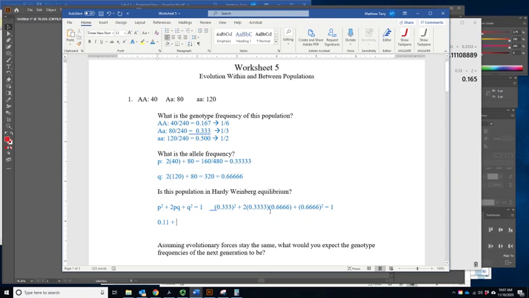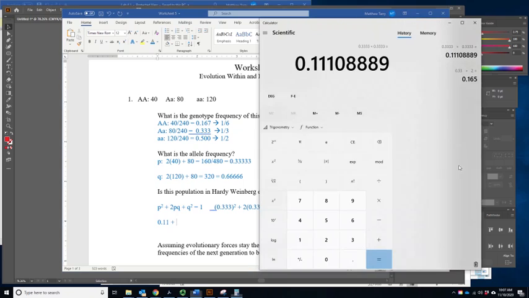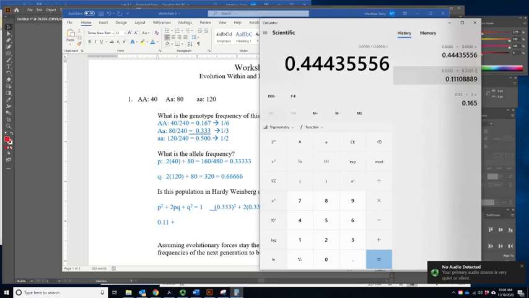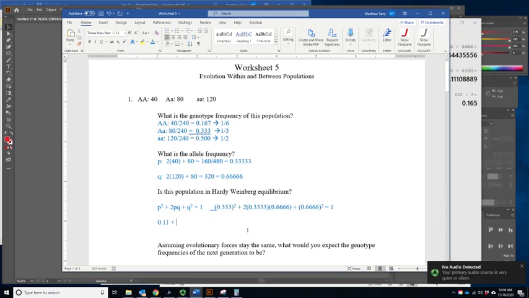So here I have 0.33 times 2, which is 0.66. So I'm getting 0.66 times 0.66. So let's do that one. Okay, so roughly 44%, or 0.44. Sorry, 0.44 is the frequency. Same thing here. We're going to do 0.666 squared, right? Which, remember, we just did, so we already know that's 0.44.